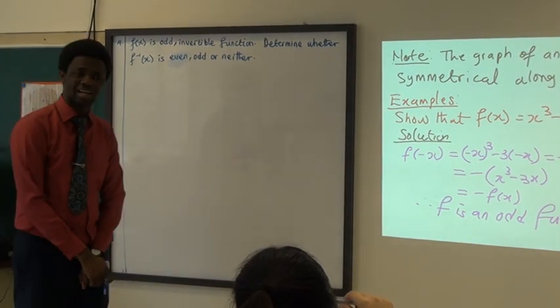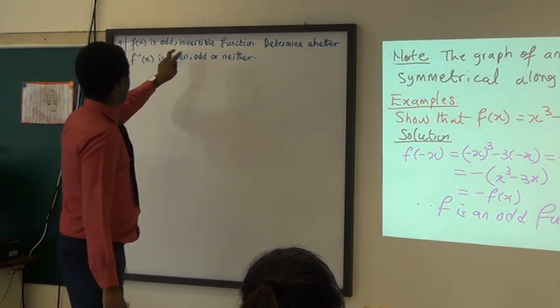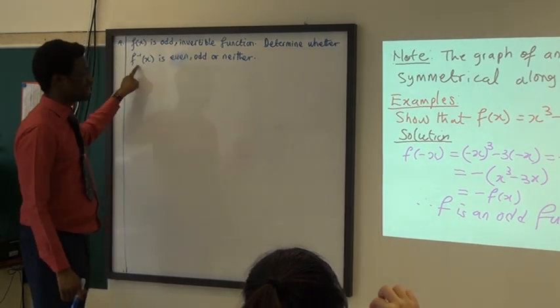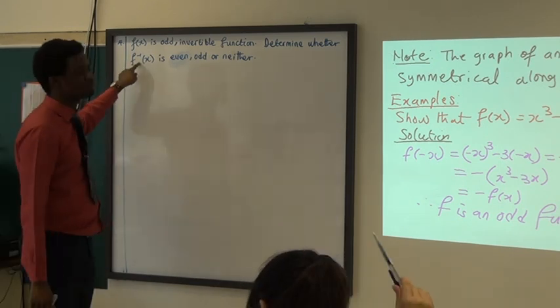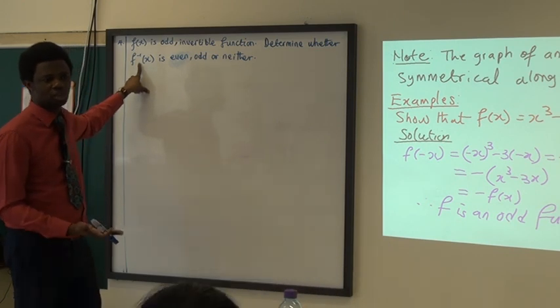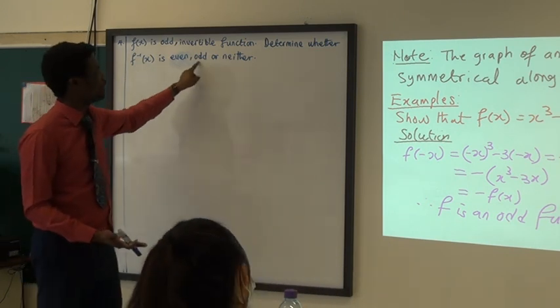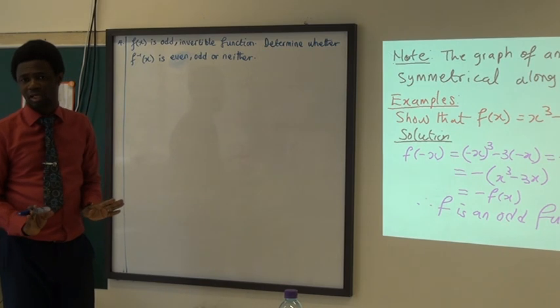f is odd and invertible. This property is the reason why this exists. Understand that? So we want to see if this inverse function is either odd, even, or none of them. That's the point here.